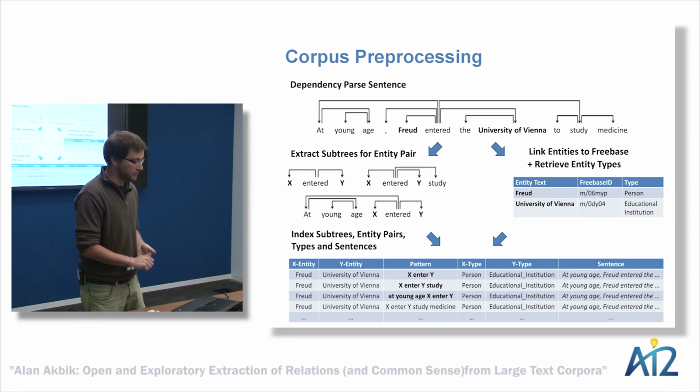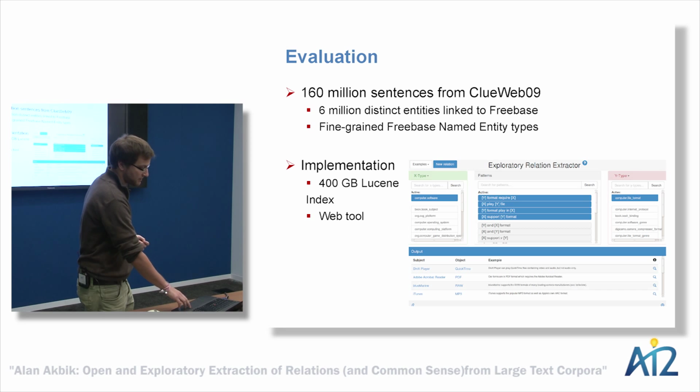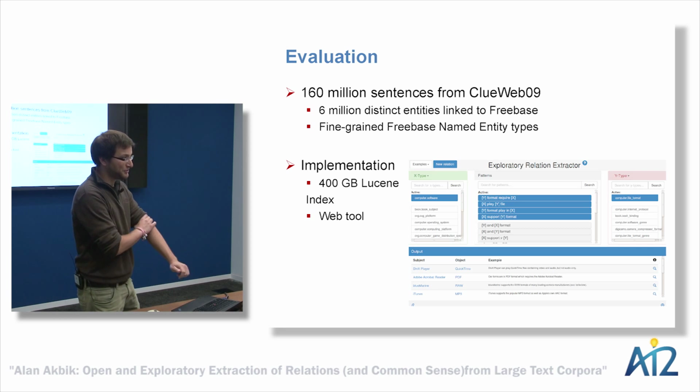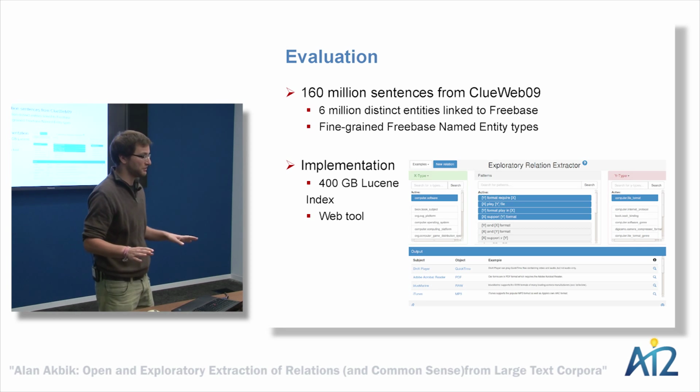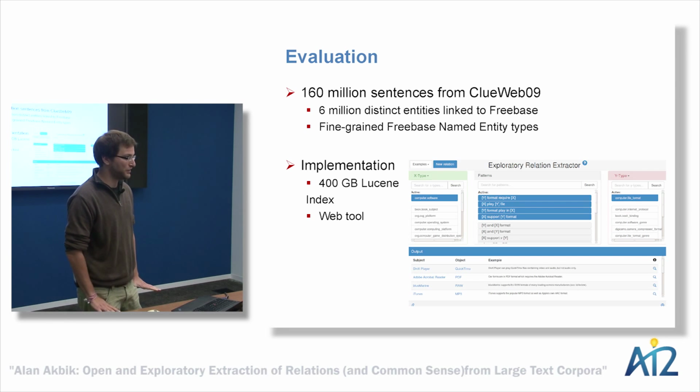And so for implementation, we actually used Lucene. We dumped all of this into a huge Lucene index. The index size is actually 400 gigabytes, so it's a pretty big index.